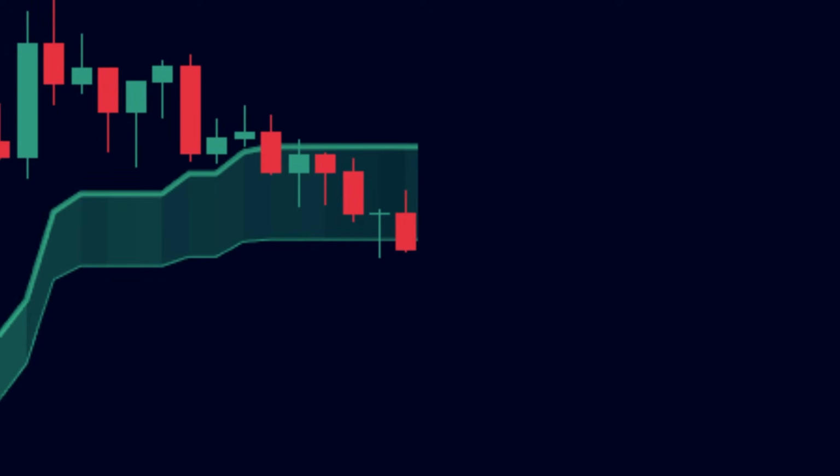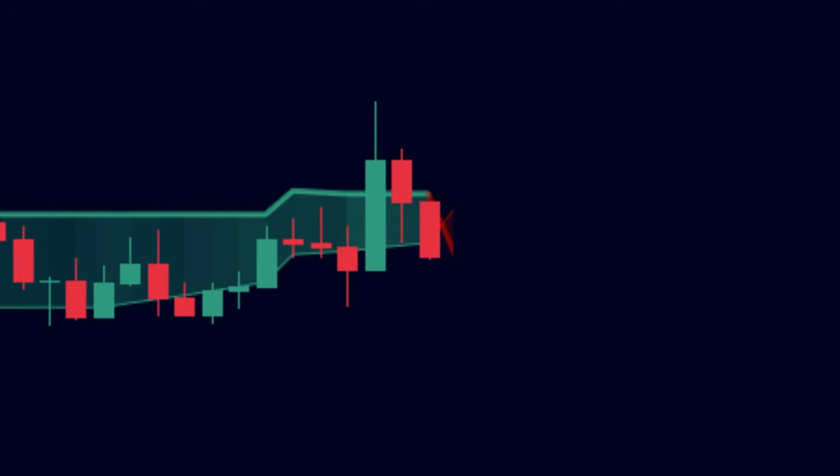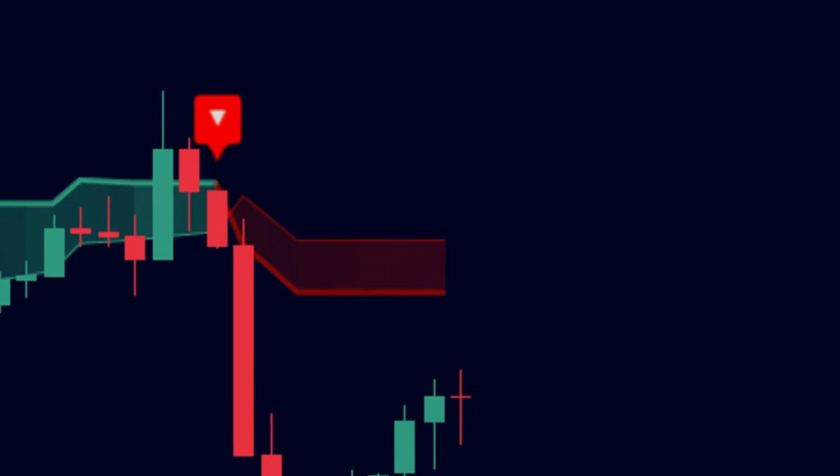The short setup follows the same logic in reverse, with price breaking below the trail, a bearish flip, a down arrow, and a rejection on the retest.